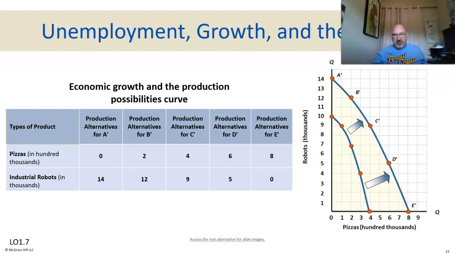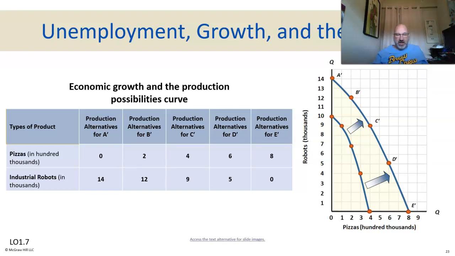You could have specific shifts. Let's say that there was an increase in dough technology that does nothing for industrial robots. It would leave industrial robots at 10. It would shift pizzas out. If there was an increase in robot technology, some kind of semiconductor technology, that would still shift both of them out, because if you produce more robots, that would allow you to produce more pizzas, because robots are used in the production of pizzas, technically.